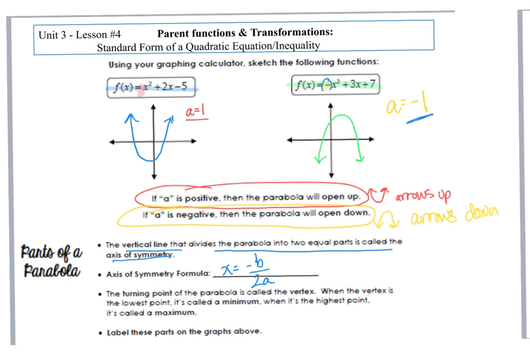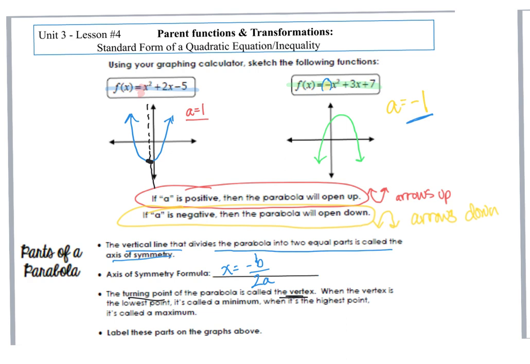Now the turning point of a parabola is called the vertex. Again, our absolute value V's had a vertex as well. On my blue parabola, my vertex would be right here, and notice it's where my axis of symmetry is passing through. The vertex is on the axis of symmetry. That dotted line would be my axis of symmetry.